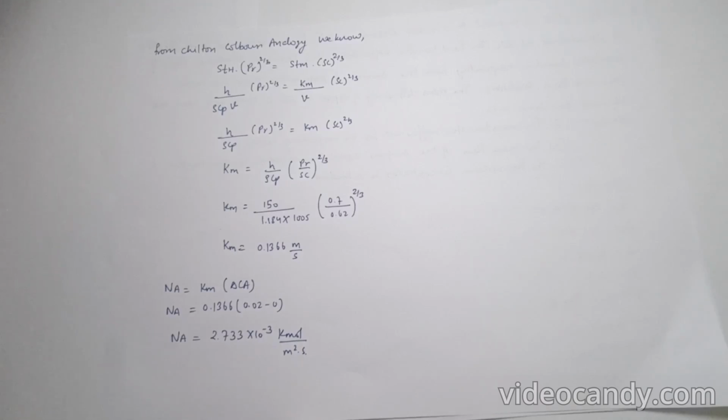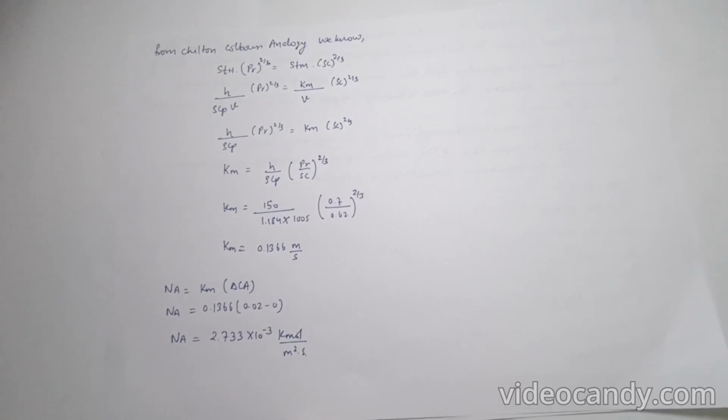So if we further solve the relation, we will cancel the term of characteristic velocity on both sides, and we will rearrange the equation to give us the value of mass transfer coefficient. Now we substitute the values of the terms we have been given.